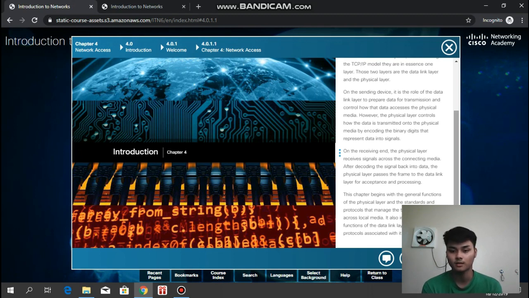This chapter begins with the general function of the physical layer and the standards and protocols that manage the transmission of data across local media. It also introduces the function of the data link layer and the protocols associated with it.